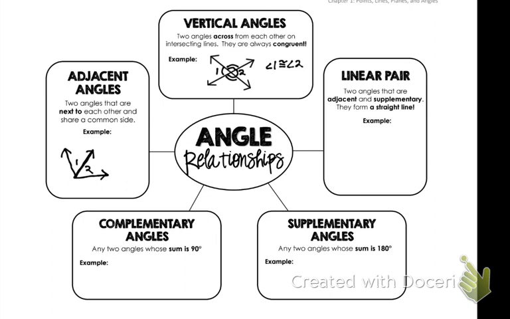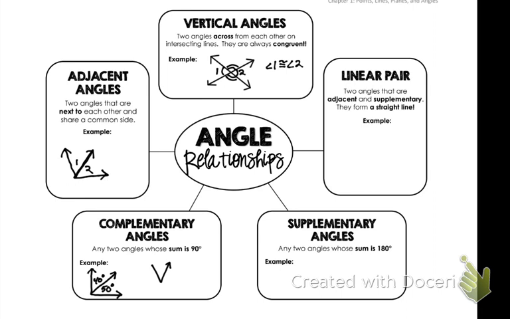Let's go down to complementary and supplementary, which are some of the easier terms that we have. Complementary angles are 2 angles that add up to 90 degrees. An example would be 40 degrees and 50 degrees. Complementary angles can be adjacent or they can be away from each other. They just have to add up to 90 degrees.